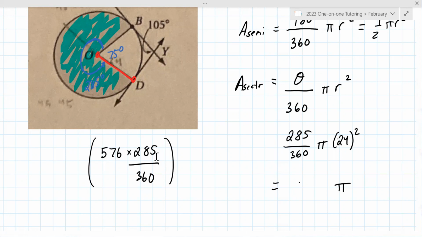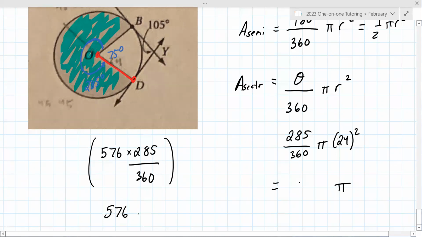All right, 2, 5, 7, 6 times 2, 8, 5 over 360. I don't know what I did wrong in the calculator for that because I got like 207,000. Okay, so just do 576 times 285 and then divide by 360.